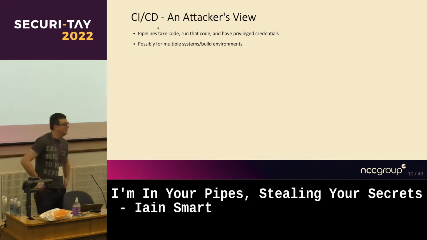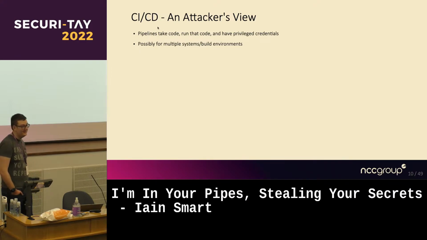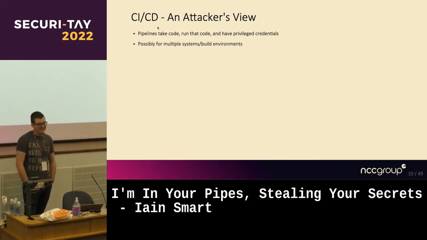So from an attacker's point of view, now that we know roughly what a CI/CD pipeline can look like, what I've got is a thing that I can give code to, and that thing will run that code and then will probably have credentials to put the code into production. So as an attacker, if I can modify the code going in, I can modify the artifacts coming out, which is fairly valuable.